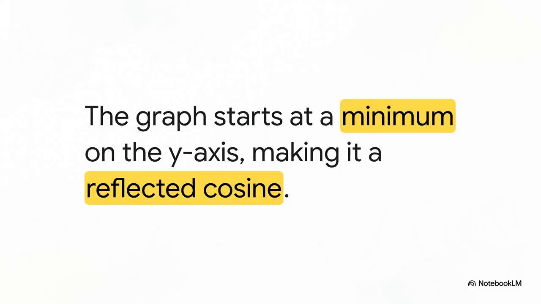Last piece of the puzzle. Let's look at where the graph crosses the y-axis. It's at a minimum point. Now, we know a normal cosine function starts at a maximum, and a sine function starts right on its midline. So if it's starting at a minimum, it has to be a reflected cosine function. So let's put it all together. It's a reflected cosine, the amplitude is 2, and the vertical shift is +1. The equation has to be y equals -2 cosine of x plus 1.